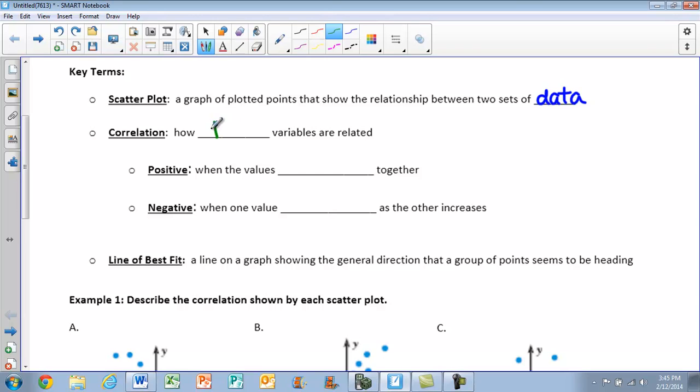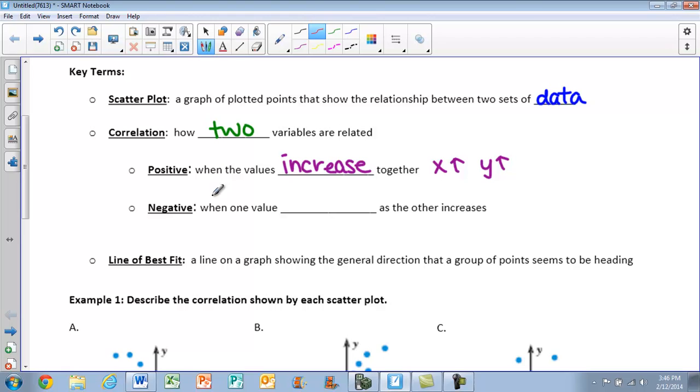Correlation is how two variables are related. And we talk about correlation in a couple different ways. The first thing we talk about is a positive correlation. If we had two sets of data, our positive correlation would be when the values increase together. So if X is increasing, Y is increasing. They will increase at the same time.